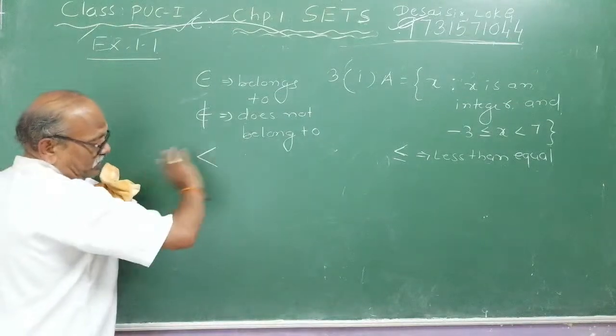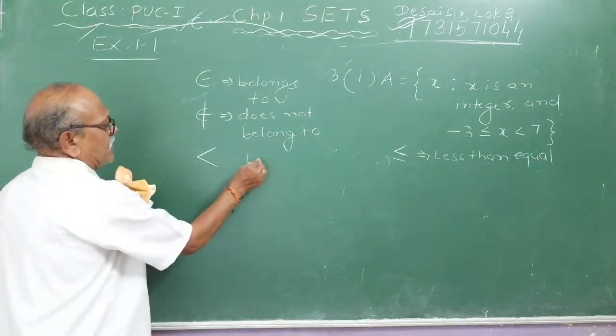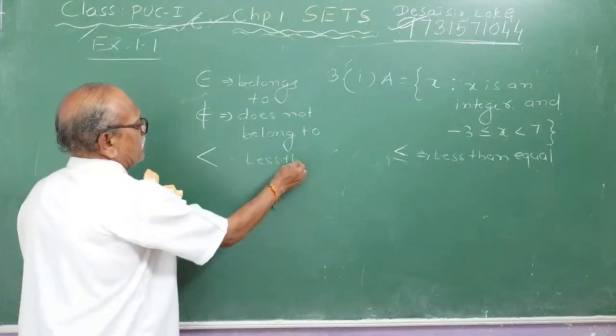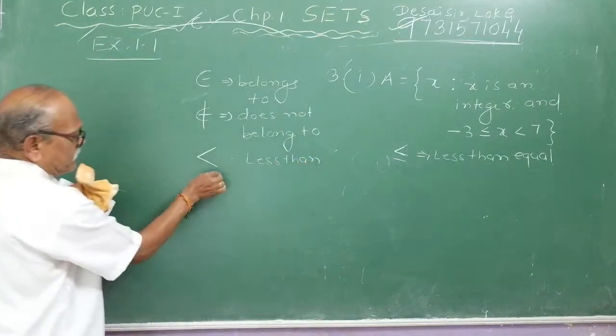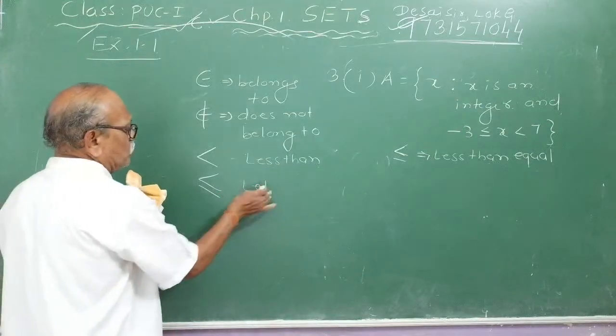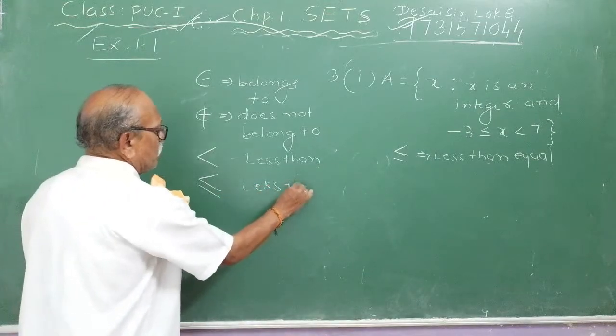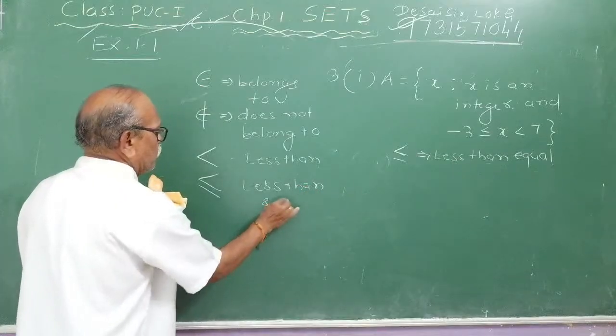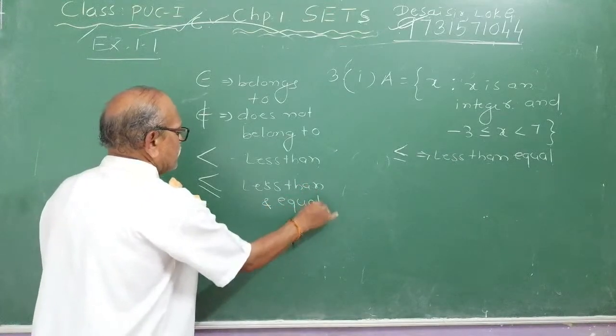If it is open on the right side, then it is called as less than. And if a line is written along with this, it is called as less than and equal to. Note down the symbol. Those who do not know, less than and equal to.